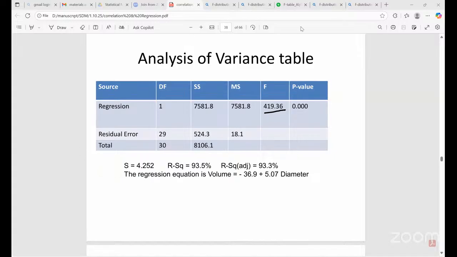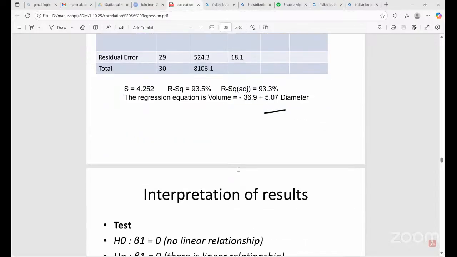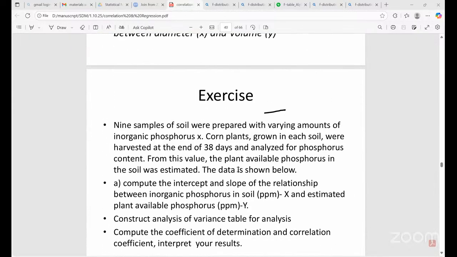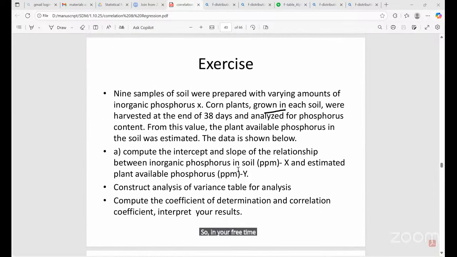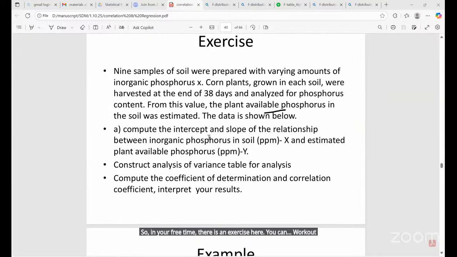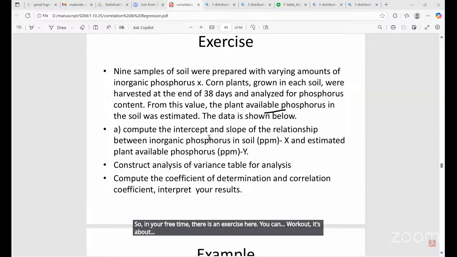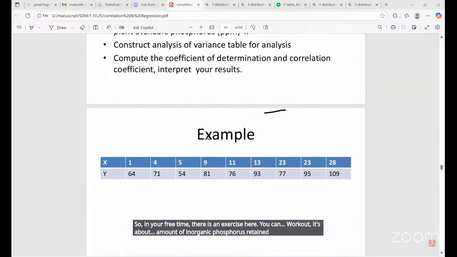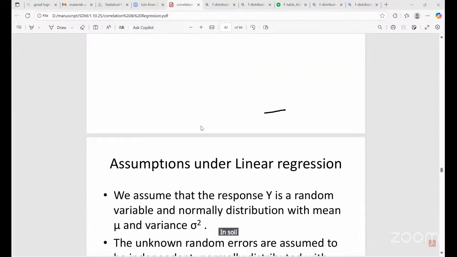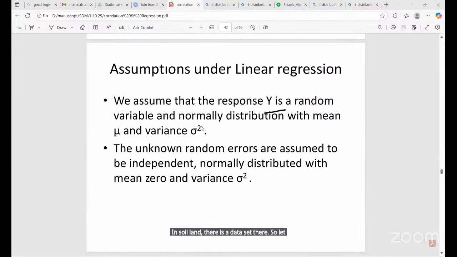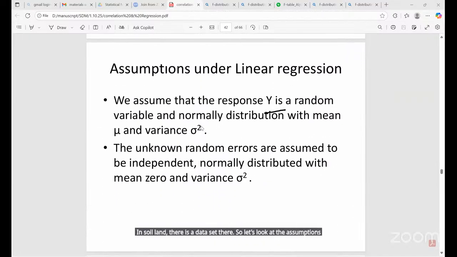Okay. So in your free time, there is an exercise here you can work out. It's about the amount of inorganic phosphorus retained in soil, and there is a data set there. So let's look at the assumptions under linear regression.